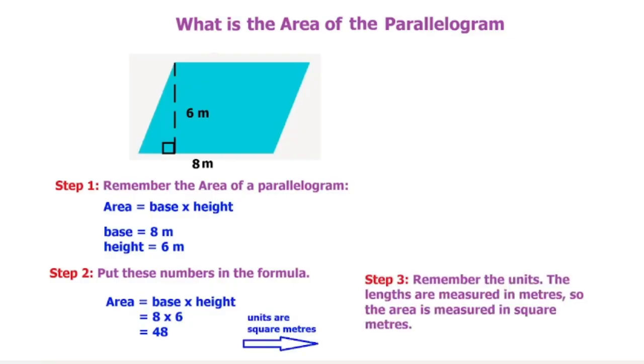Now don't forget step 3, remember the units. The lengths are measured in meters, so the area is measured in square meters. So the units are square meters, and the area is 48 square meters. And that's the end of this problem.